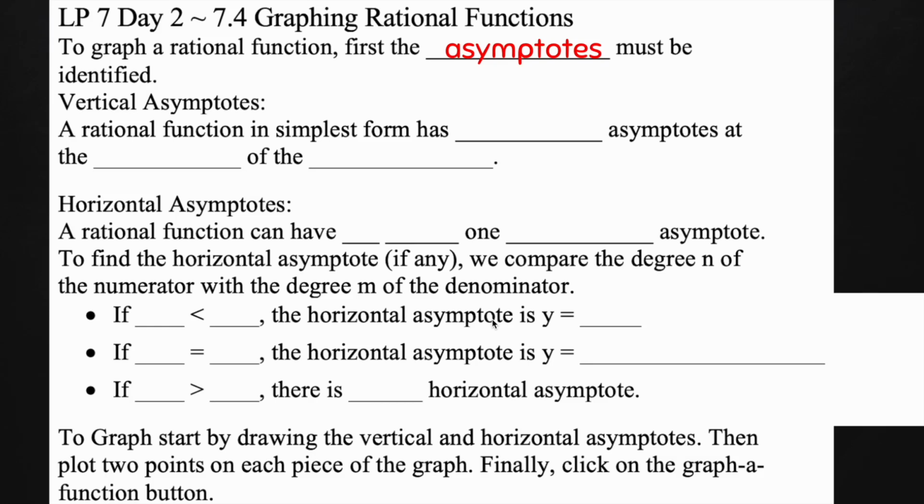In this video, we're going to learn how to graph rational functions. To graph a rational function, first we have to identify the asymptotes. We have vertical asymptotes and horizontal asymptotes.